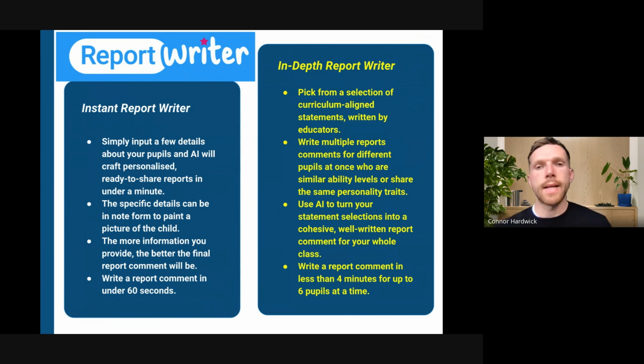On the other side, you've got In-Depth Report Writer, which gives you as a customer, as a teacher, as an educator, a little bit more control. What you can do is enter your pupil name, and then you can select a range of subjects and statements that have been written by human teachers or educators. These will go into a bank, and then all the AI does is put those statements into a nicely written, cohesive paragraph. And with that tool, you can write up to 6 pupil report comments at one time.